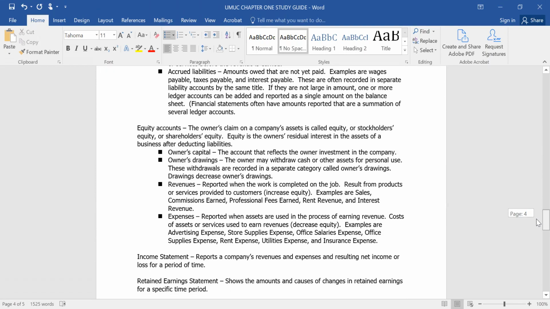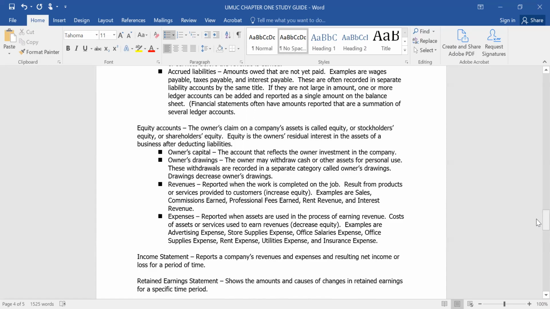We have equity accounts, like owner's capital. That is the actual owner's investment in the company. We're talking about a sole proprietorship right now. So if I'm a sole proprietor and I put 100,000 cash in the business, for example, that's going to increase the owner's capital account and increase the cash. Owner's drawings is the owner taking something out of the business. They're withdrawing funds from the business.